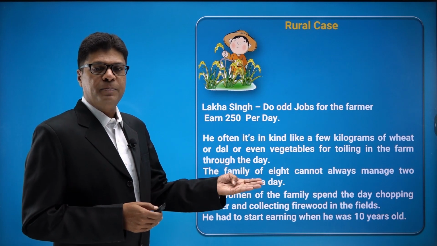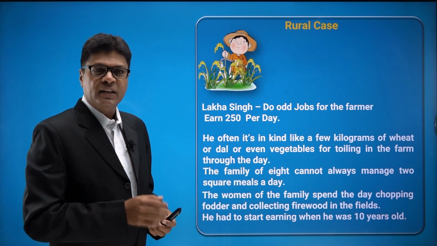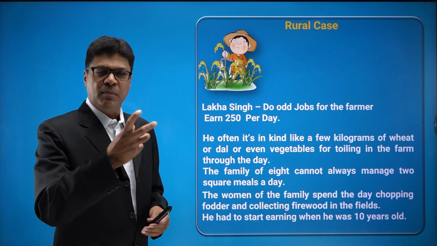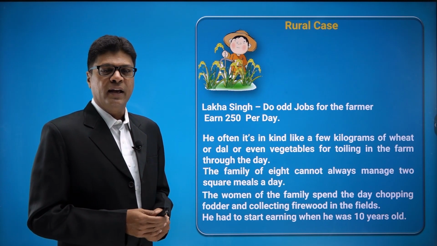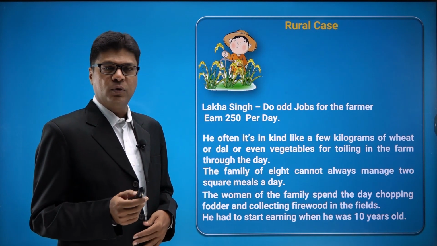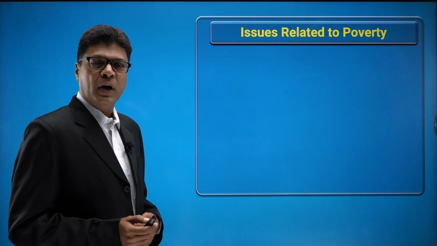The women of the family spend the day in chopping fodder, चारा वारा करती रहती थी, and collecting firewood in the fields. लकड़ियां जमा करती रहती थी आग जलाने के लिए. ठीक है. Lakha Singh started his earning when he was 10 years old. जब वो 10 साल का था तभी उसने अपनी कमाई की शुरुआत कर दी थी.